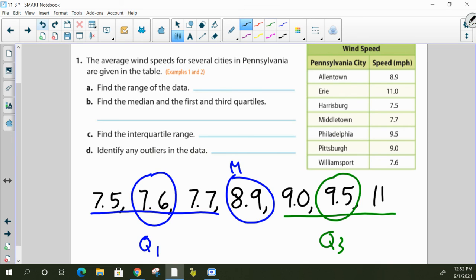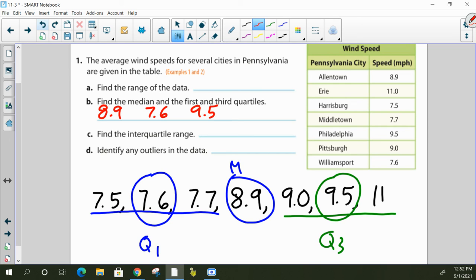So if you look at letter B, it says find the median. We already did that. What is it? All right, 8.9 down on B. It says find the first quartile. It is 7 and 6/10. Write down 7 and 6/10. And then it says find the third quartile, which is 9 and 5/10. Write down 9 and 5/10. There we go. B is done. What does A ask for?